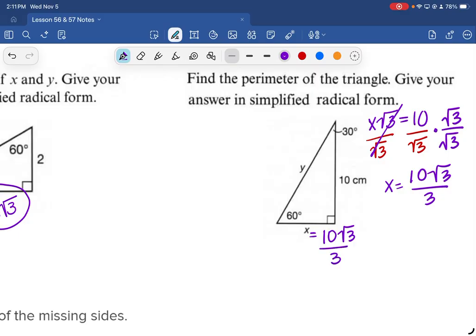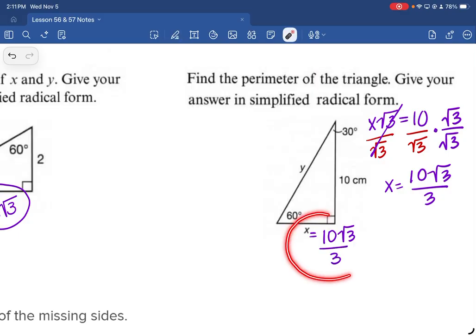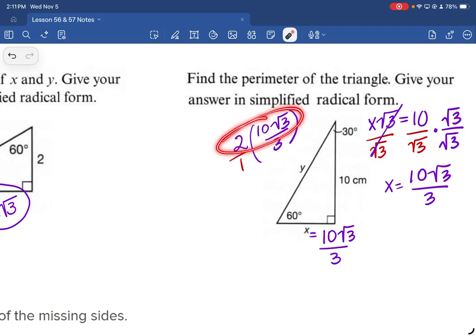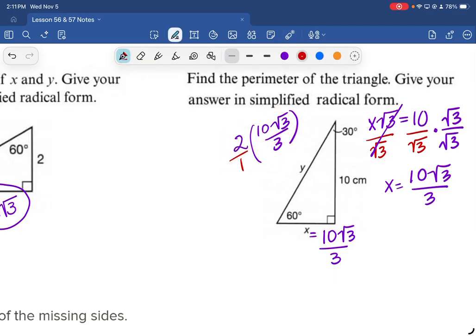Now, remember, once I have my short leg, I can double it to find my hypotenuse, correct? Mm-hmm. So, we are going to double the short leg. And remember, this is like 2 over 1. So we're going to multiply the numerators, multiply the denominators. So 2 times 10 is 20 root 3 over 1 times 3, which is 3.